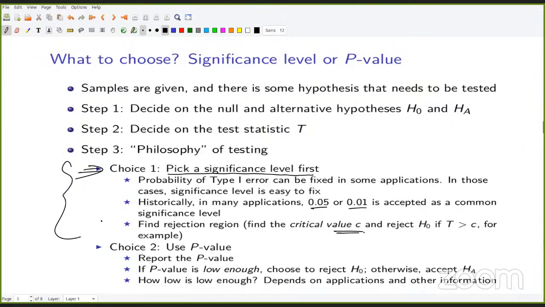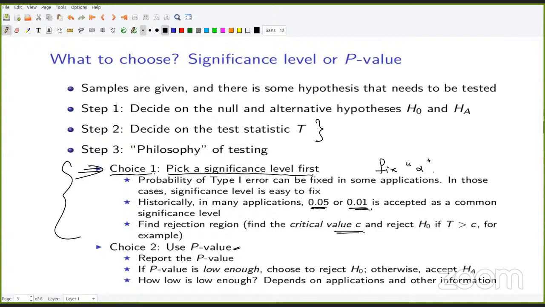So there we have the critical value and the significance level is known. But if you don't want to use all these things, and you only know the test statistic value and don't know what to choose as the significance level, then use the p value. Choice one is like we pick the significance level first. That means we fix alpha first. Usually we use 0.05 or 0.01.